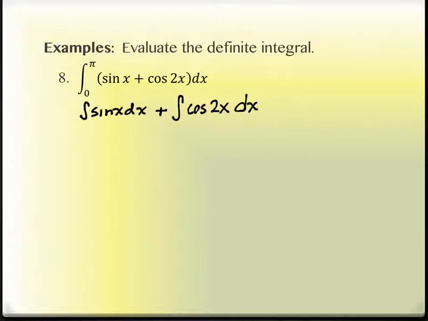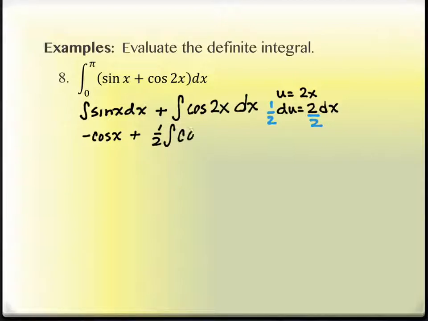What's the antiderivative of sine of x dx? Negative cosine of x. Okay, so it's on its own. The other piece has the u substitution. So what would u be? 2x, and du? 2 dx, right? Again, like I said, it's not exciting. And so we can divide by 2 or multiply by 1/2. So this is really going to give me 1/2 integral of cosine of u du.